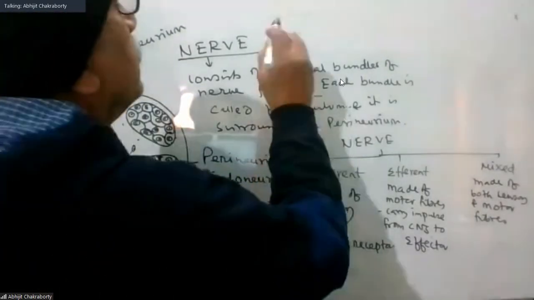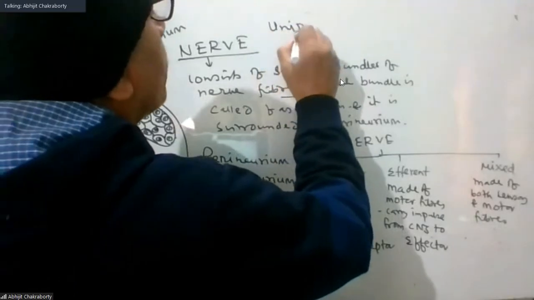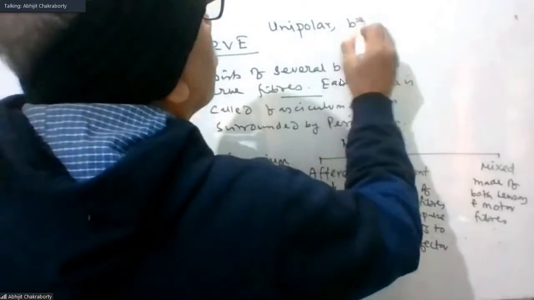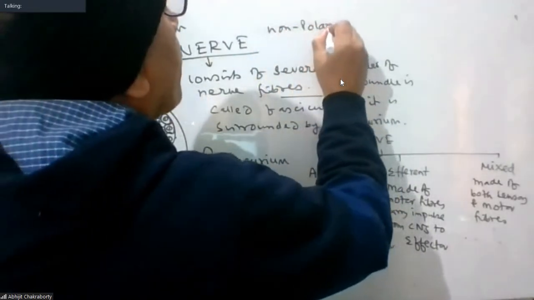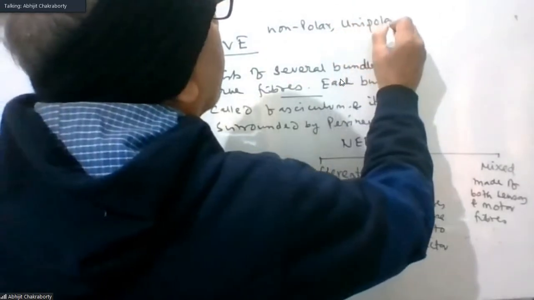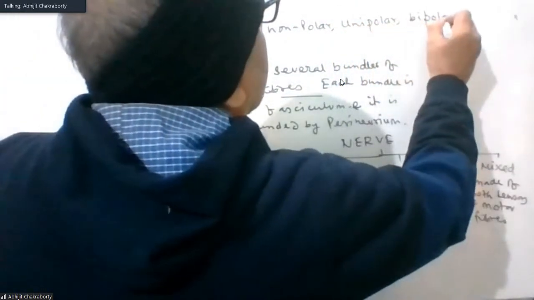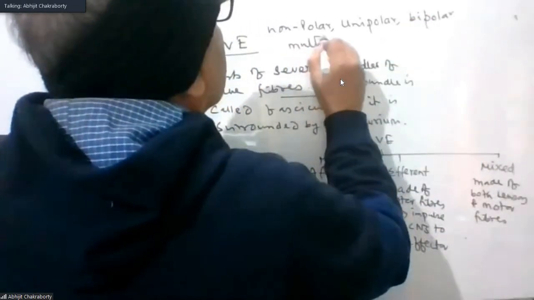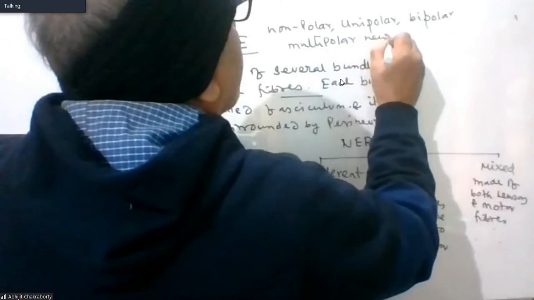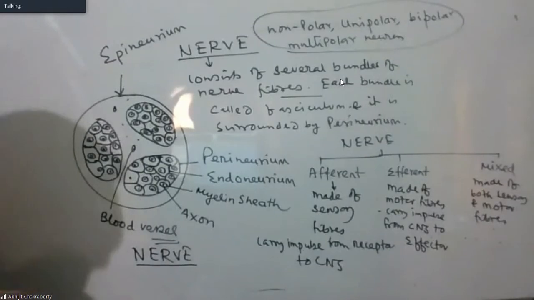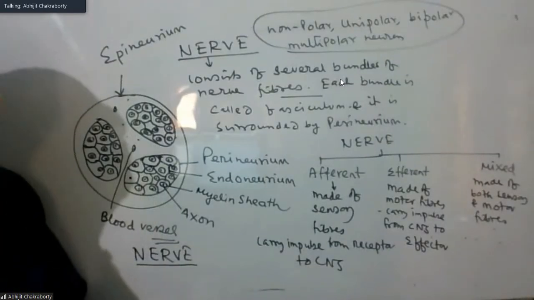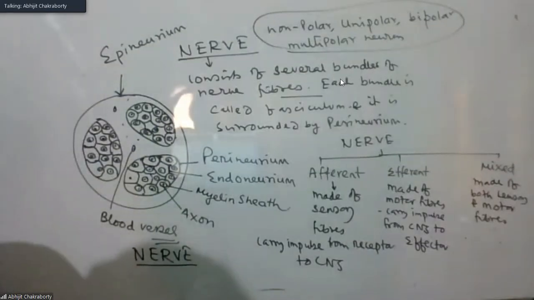You go through it. It is home task: unipolar neuron, bipolar, non-polar, without polarity, multipolar neuron. It's your task, you need to go through it. What do you mean by non-polar, unipolar, bipolar, and multipolar neuron? On the basis of the structure.